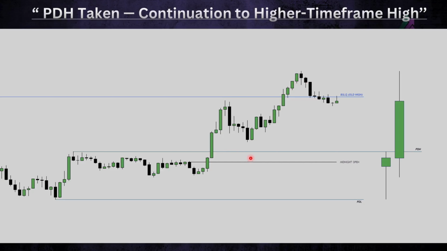The prior day high is taken, but there's still another draw on price above it. So price continues higher. And on days like this, price doesn't always stop at the first level it reaches. Sometimes it keeps going because there's still unfinished business higher up. But for now, this is just about observation, looking at different days and noticing how price behaves when these highs are taken.